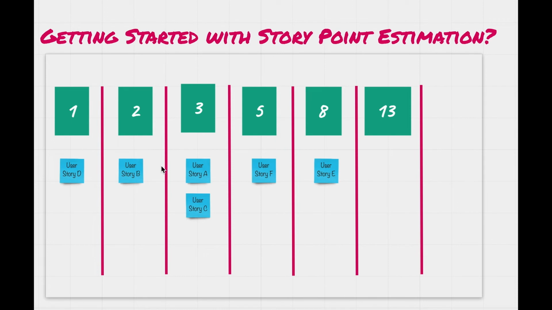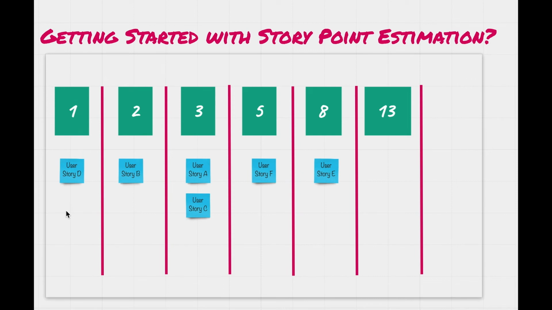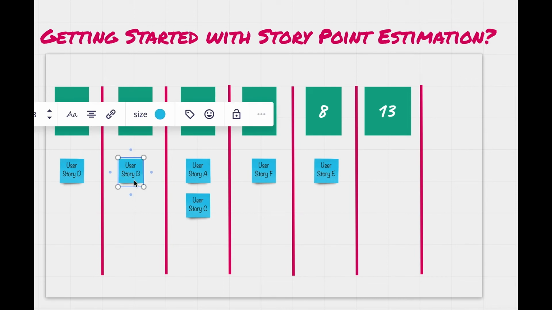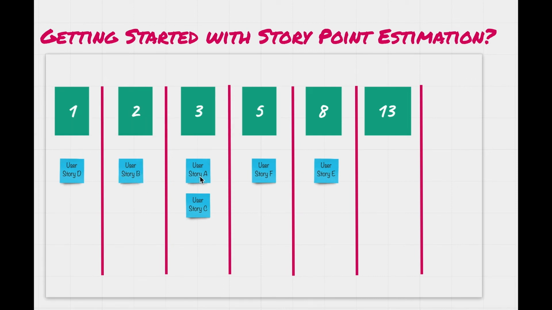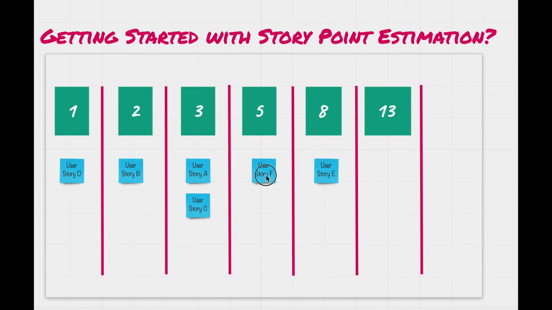Now for each column we are putting some numbers. So this is how exactly you start with the first sprint, or any sprint where you want to start with story point estimation. Now you can consider, okay, user story D is the size of story point 1, user story B is size of 2, user story A and C are story point 3, user story F is 5, and user story E is 8. So then you started with first sprint like that.